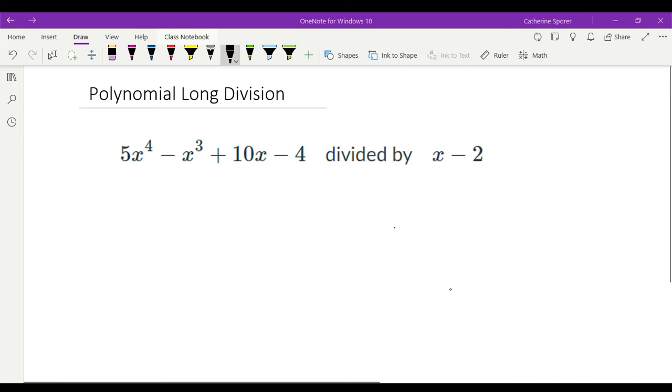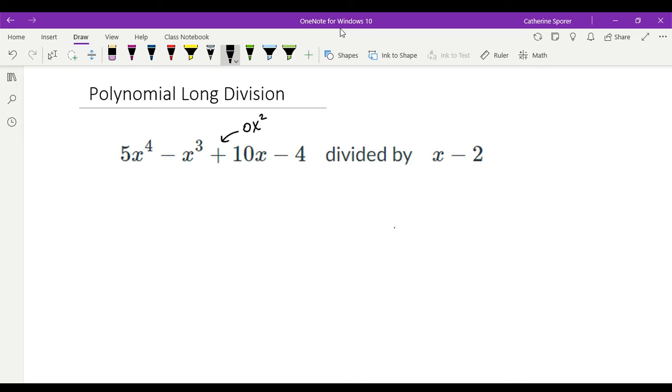To divide 5x to the fourth minus x to the third plus 10x minus 4 by x minus 2 using long division, what we need to do is first see if there are any missing terms. So that means in this first polynomial, there's no x squared term between the x to the third and the x to the first term. So we need to put in a 0x squared in that spot. And then we're going to set up the division.